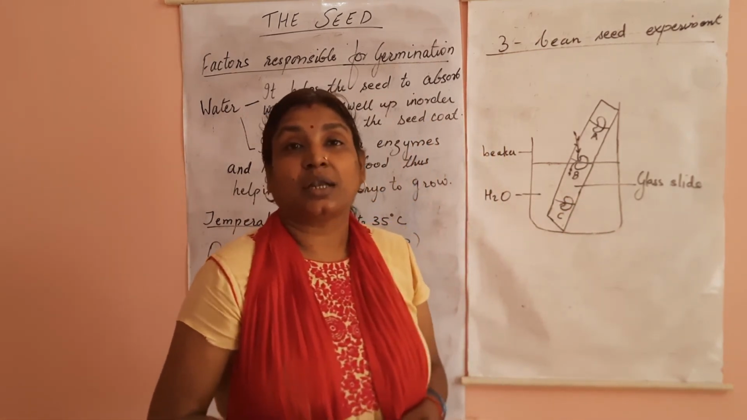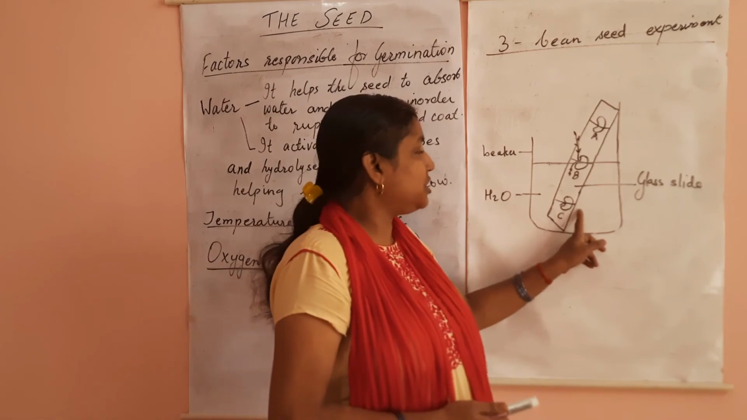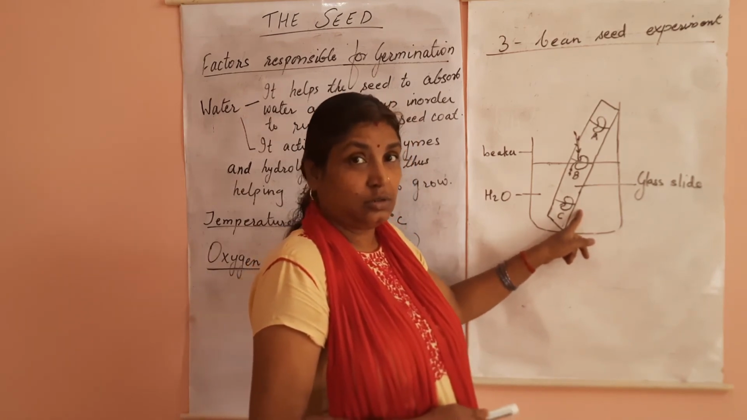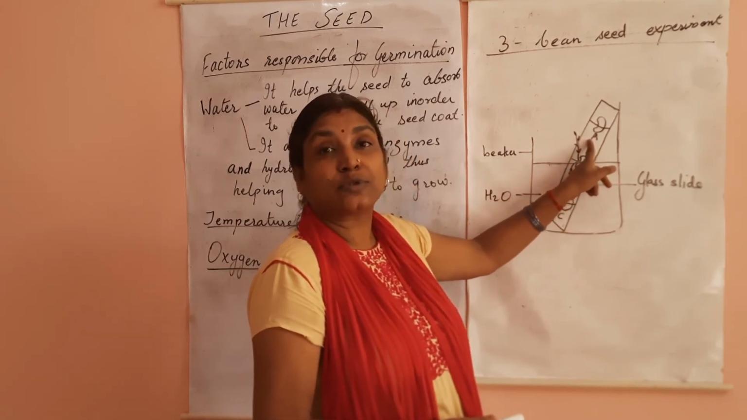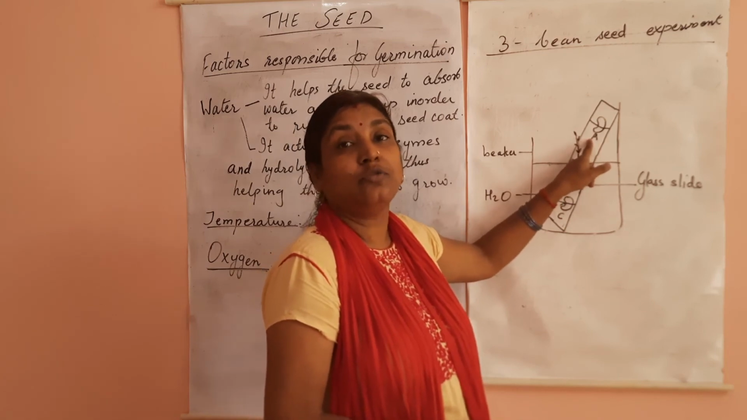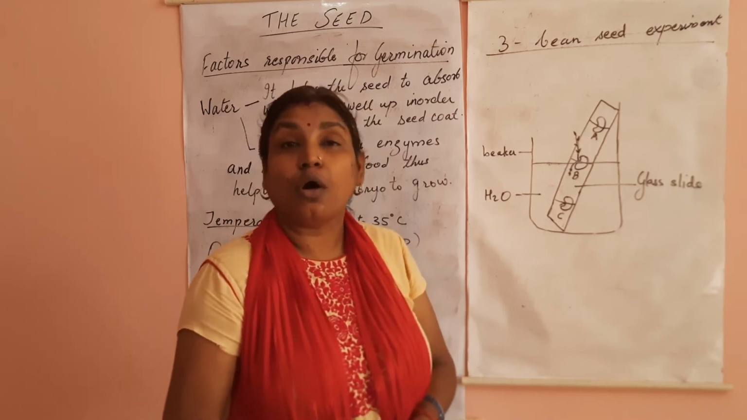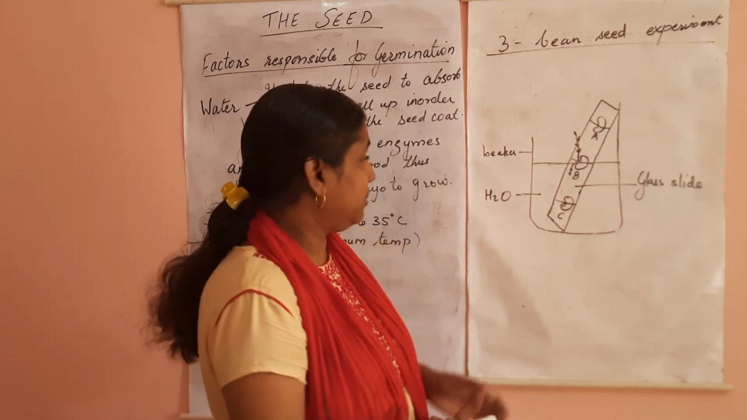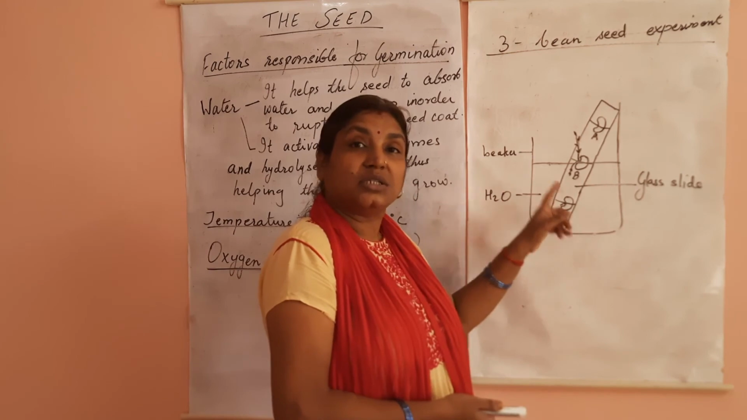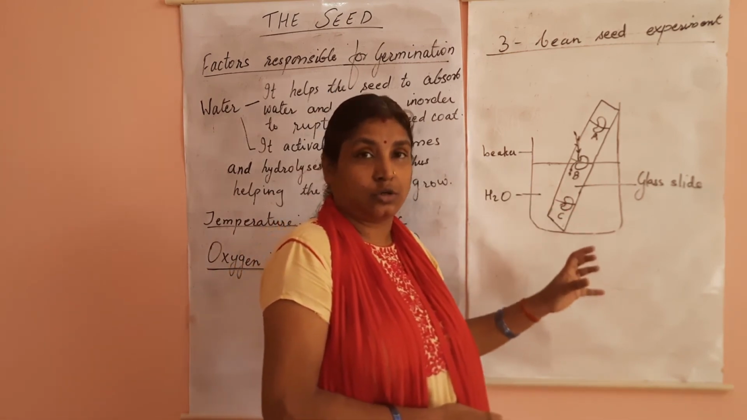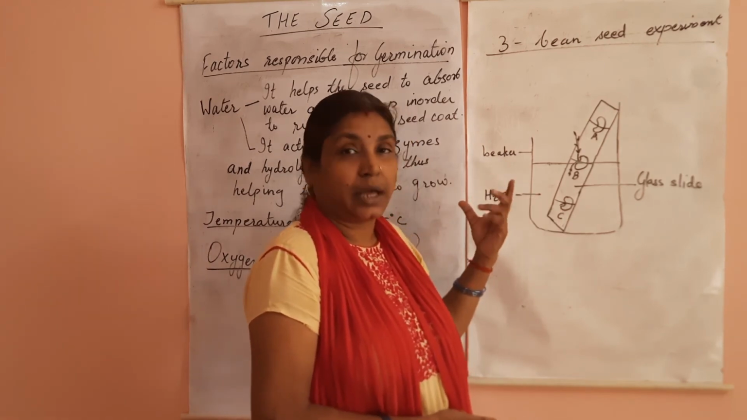These three seeds are tied at various heights. They are tied in such a way that seed C is totally submerged in water, seed B is half in water and half in air, and seed A is absolutely in air. It is not at all in touch with water. Keep this setup as it is for a week, and what do you observe? After some time, seed C has germinated. You can see a small radicle coming out. This seed has suitable temperature and water, but it does not get air. So though it germinates, after some time it dies out.